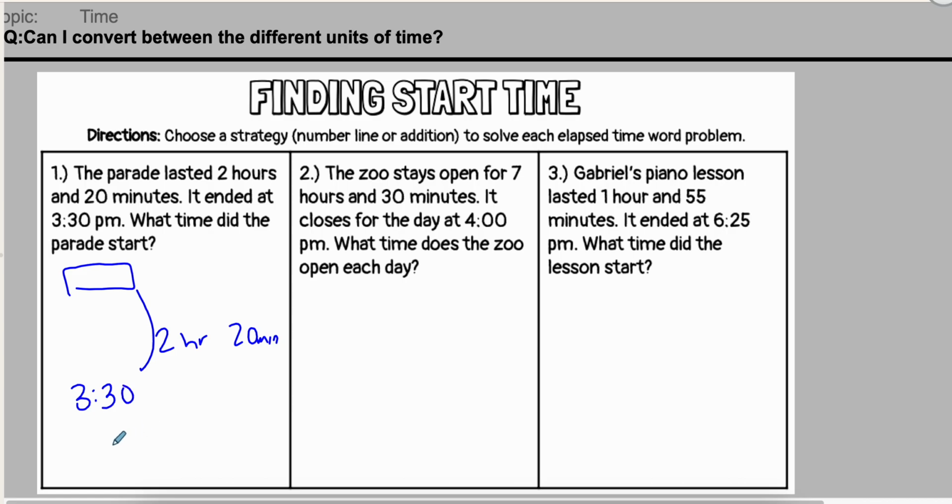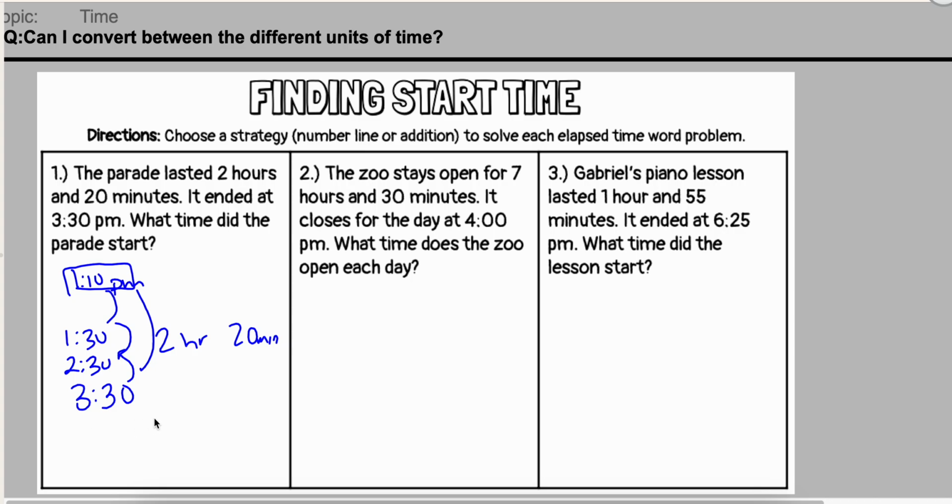Now, you can choose to do this however you want. Again, I like to go in steps. So the first thing I'm going to do is take away an hour, and I get to 2:30. And then I'm going to take away another hour, and I get to 1:30. And now I need to take away this extra 20 minutes, and that's going to get me to 1:10 p.m. And so I just worked backward, marking my work as I went, because that's helpful to me.